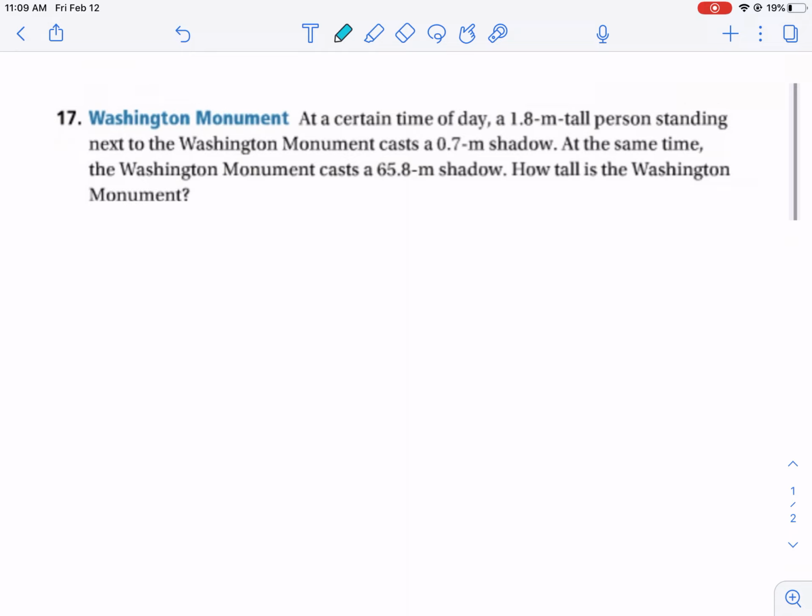But this particular question is a geometric concept on similar triangles. Let's go ahead and read it and see what we can do. We have here the Washington Monument. At a certain time of day, a 1.8 meter tall person standing next to the Washington Monument casts a 0.7 meter shadow. At the same time, the Washington Monument casts a 65.8 meter shadow. How tall is the Washington Monument?